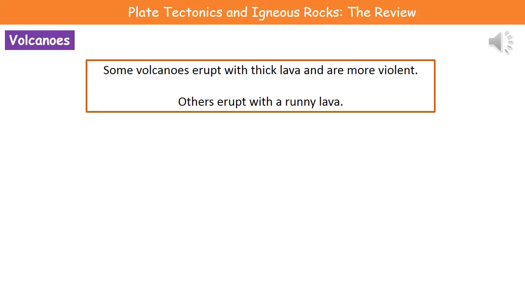If we consider volcanic eruptions, then what we find is not all volcanoes erupt the same way. What we find is some volcanoes will erupt with this very thick lava, and these eruptions tend to be more violent. Other volcanoes will erupt with a very runny lava, which is actually considered a relatively safe eruption. Well, as far as volcanic eruptions go anyway. And that's because the runny lava is far more predictable than the thick lava.